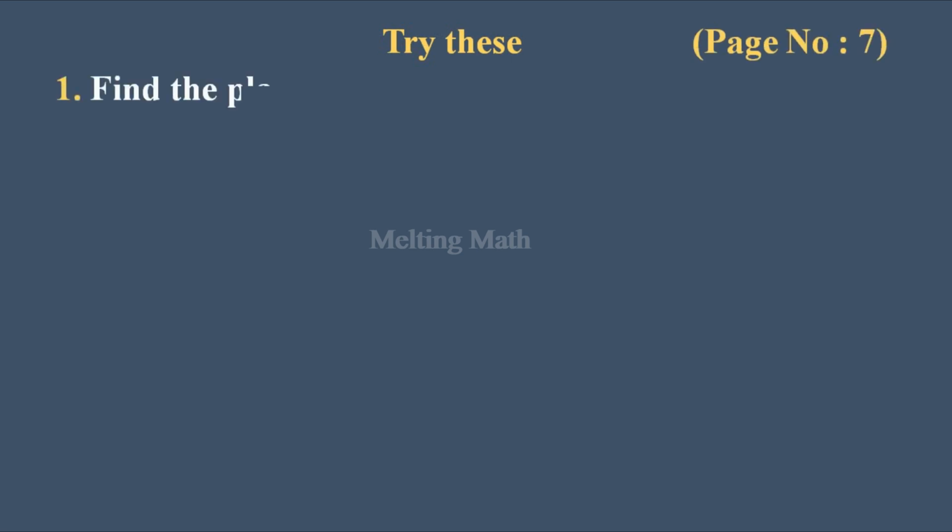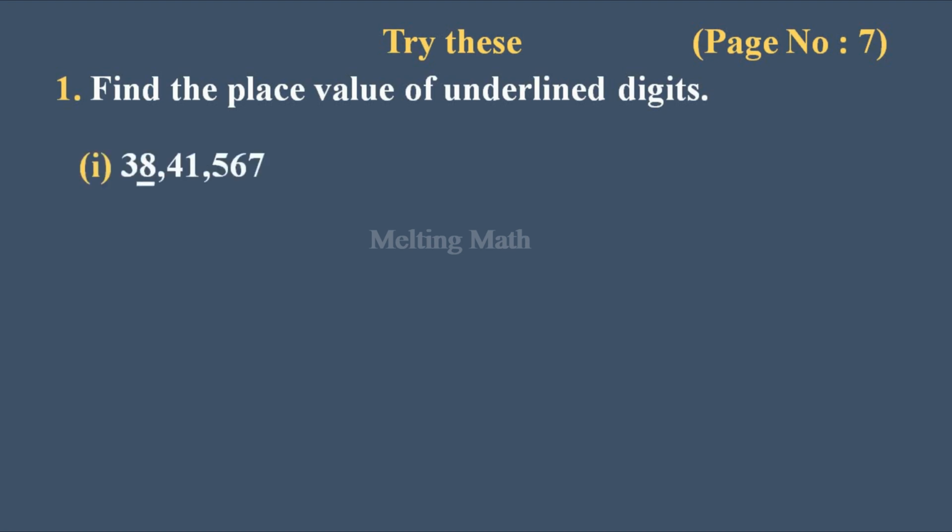The question is: find the place value of underlined digits. Let's see the first one. Just see this question here, they underlined the 8. For finding the place value of that underlined digit, we have to write the places of each digit first. We know the last digit 7 is in the ones place, next 6 is in the tens, next hundreds, next thousands, next 10,000s, next lakh, next 10 lakh. So here the underlined digit 8 is in the lakh place.